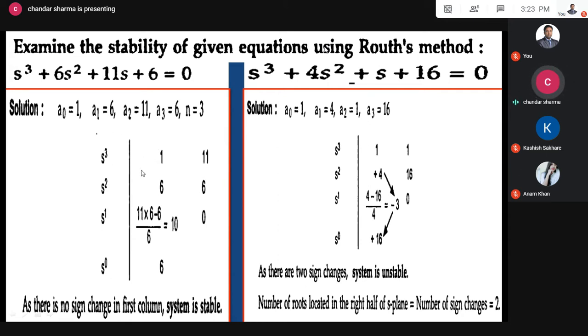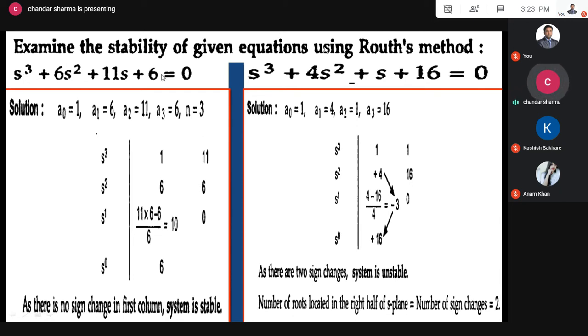In the first row we have to take alternate coefficients, so 1, 11 in the first row, then 6 and 6. Then the next is (6 × 11 − 6) divided by 6, which is 10. This is 0, 6. So you can see this also satisfies the necessary condition.